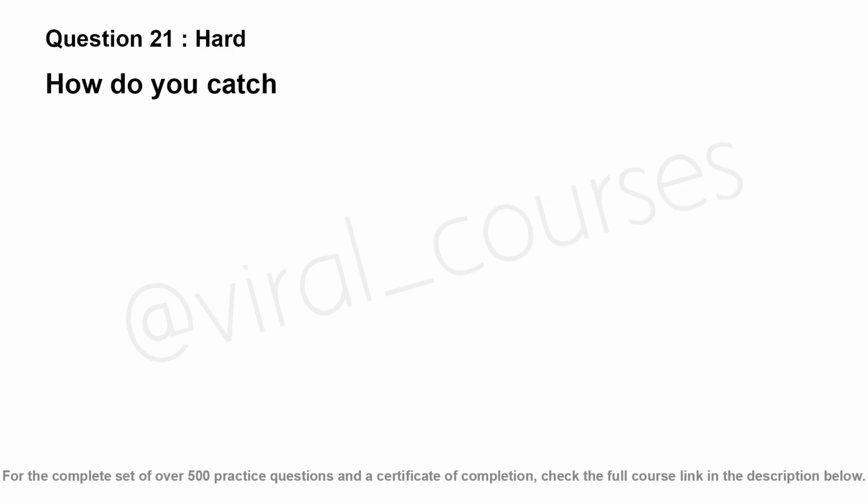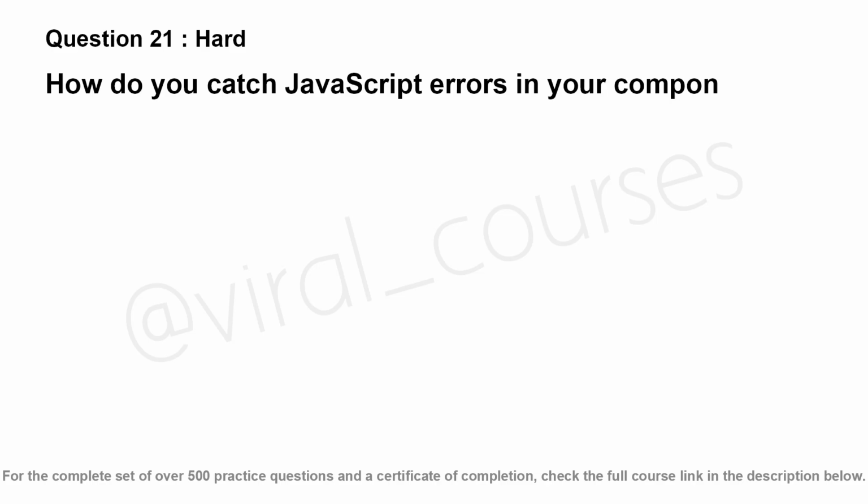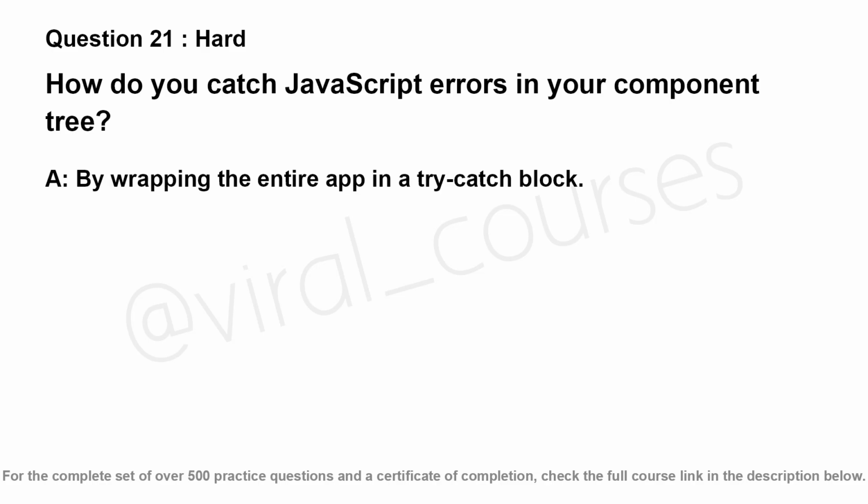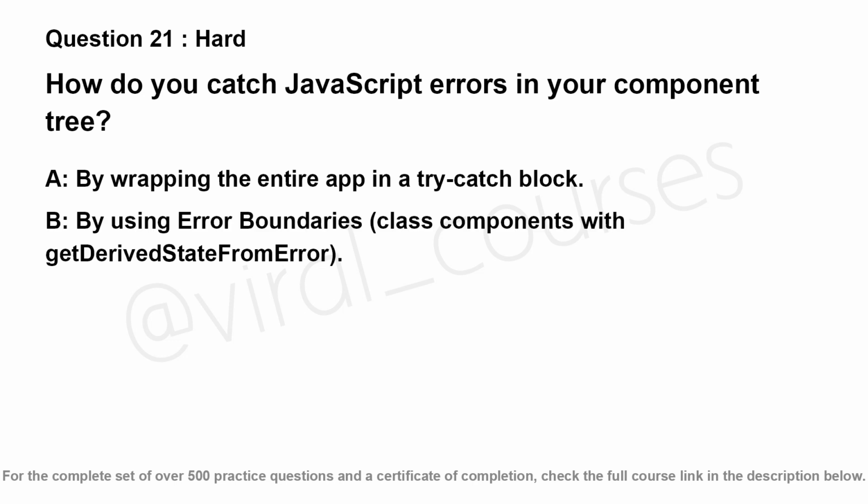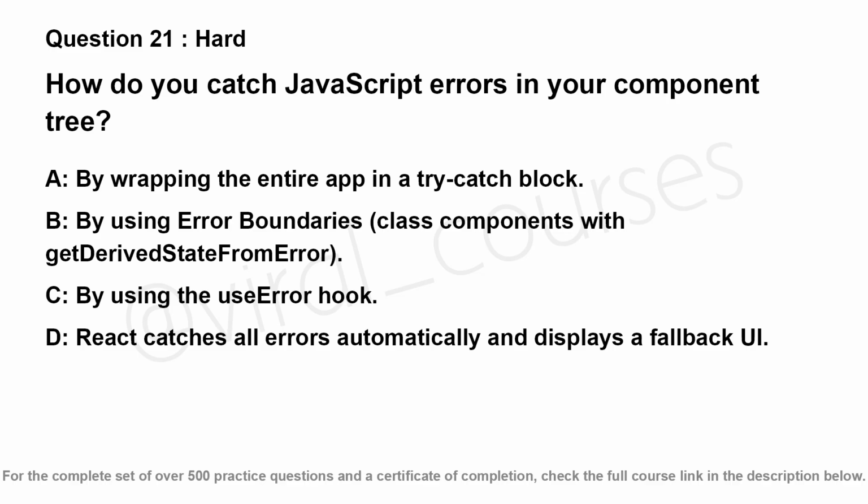How do you catch JavaScript errors in your component tree? Option A. By wrapping the entire app in a try-catch block. Option B. By using error boundaries. Class components with getDerivedStateFromError. Option C. By using the useError hook. Option D. React catches all errors automatically and displays a fallback UI.